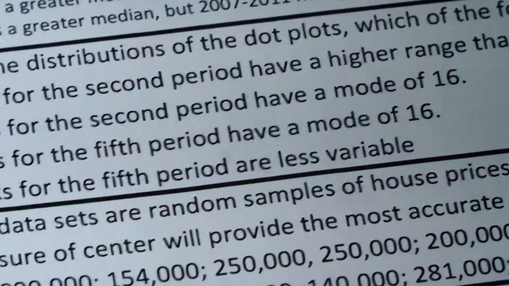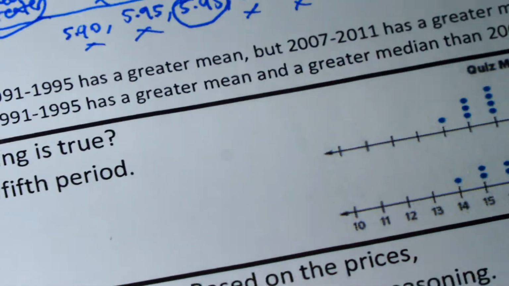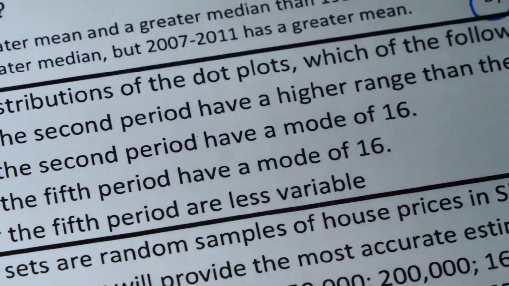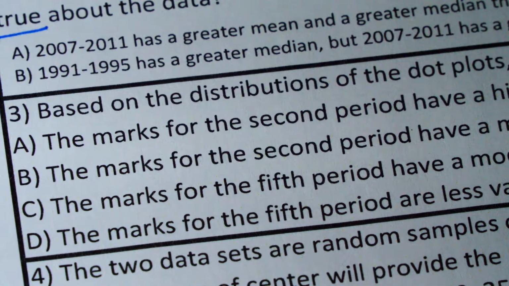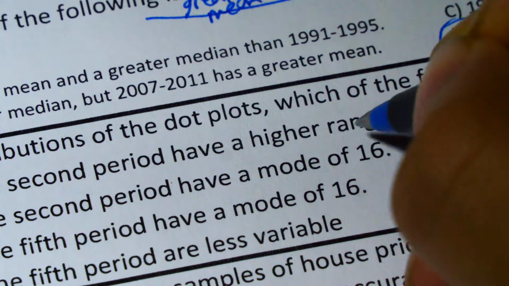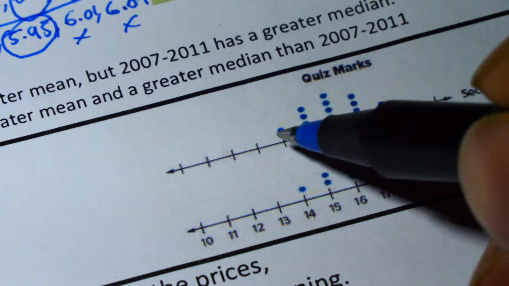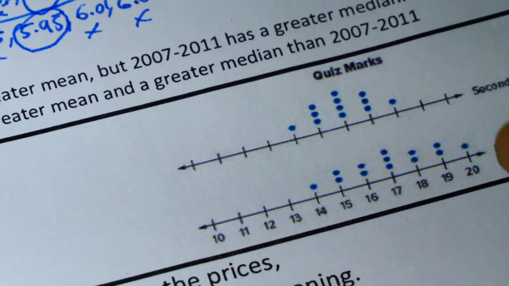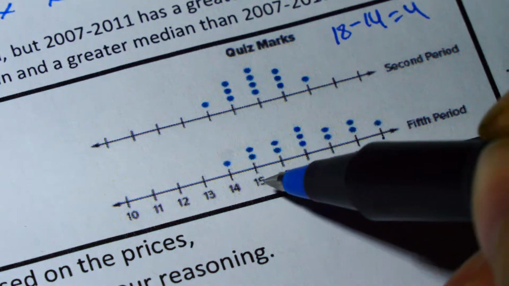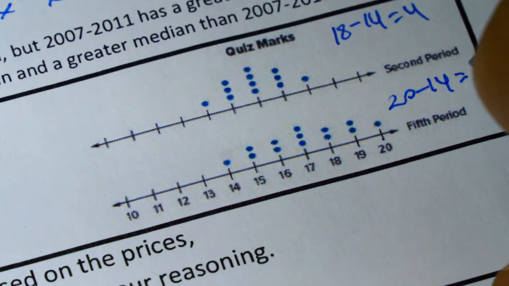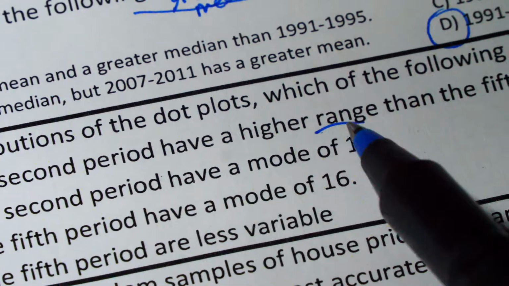Okay. Question 3. Based on the distributions of the dot plots, we can see dot plots here. Which of the following is true? Okay. The marks for the second period have a higher range. Let's check it. So the range for this one is 18, the biggest number, minus the smallest. 18 minus 14 equals 4. And for this one, 20 minus 14 equals 6.